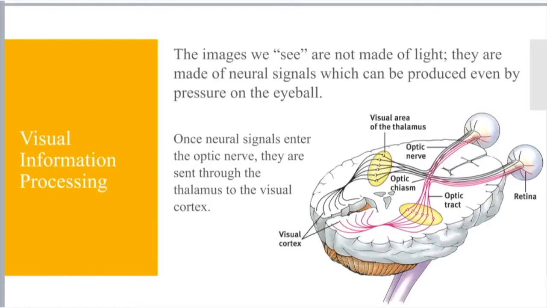So then moving on to the visual information processing, looking here, this is a chopped in half version of the bottom half of our brain, so our eyes and below. If you were to chop off the top part of your head, you can see the path that this information, the stimulus, moves through, right? The images we see are not made of light. They are made of neural signals, which can be produced even by pressure on the eyeball, right?